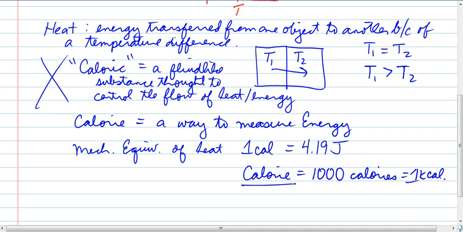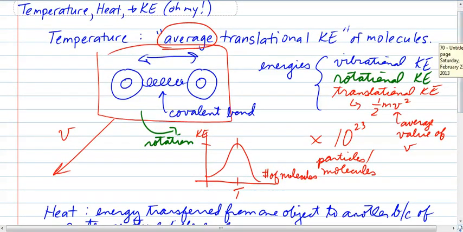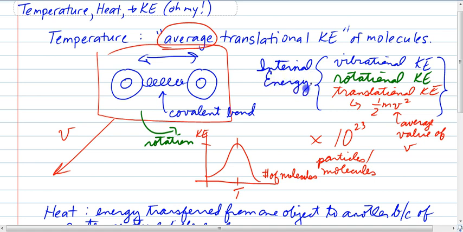Okay, so we've talked about temperature, we've talked about heat a little bit, and these three things that we discussed earlier, the vibrational, the rotational, and the translational kinetic energies, these are all lumped together into what we call internal energy. And so the internal energy of a gas has to do with these three different types.